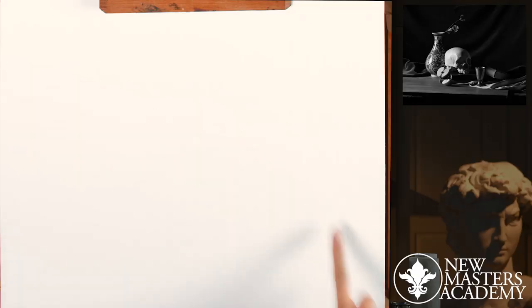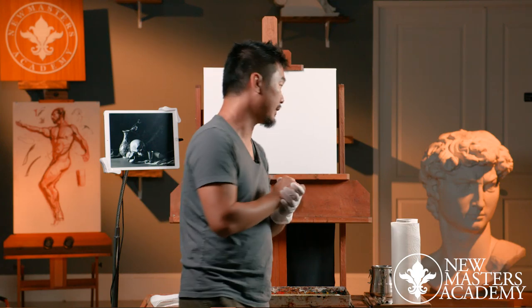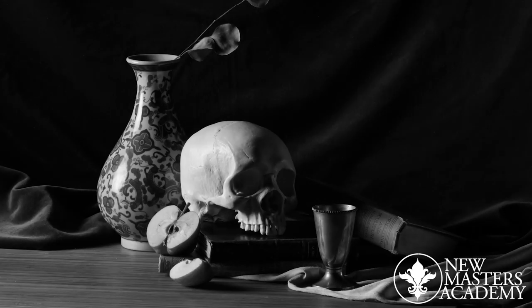Once you have a triangle, we have a natural sense of gesture. It carries the viewer's eyes, and we want that. Heights are different, proportions are different, even textures are different. So today we have a small china piece, the skull, the apples, a little brass cup, and a book.